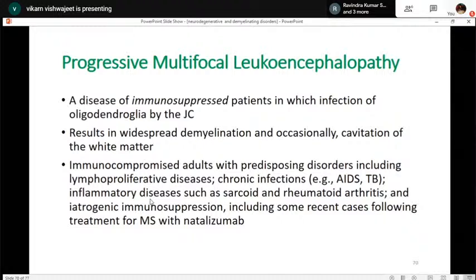So the next entity is progressive multifocal leukoencephalopathy. It is a disease of immunosuppressed patients in which infection of oligodendroglia occurs by the JC virus. It results in widespread demyelination and occasionally cavitation of the white matter. The predisposed individuals are mainly immunocompromised adults, often seen in the setting of human immunodeficiency virus infection. Often chronic infections, inflammatory lesions, and iatrogenic immunosuppression can lead to development of these lesions.